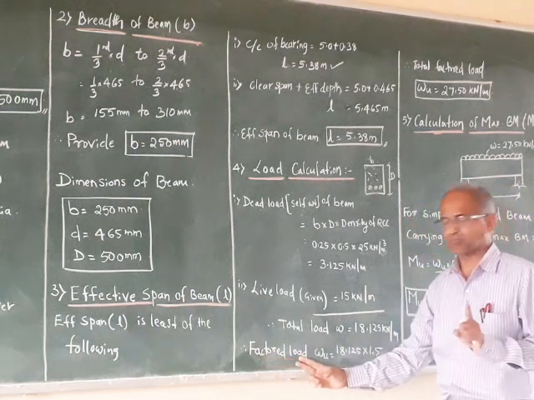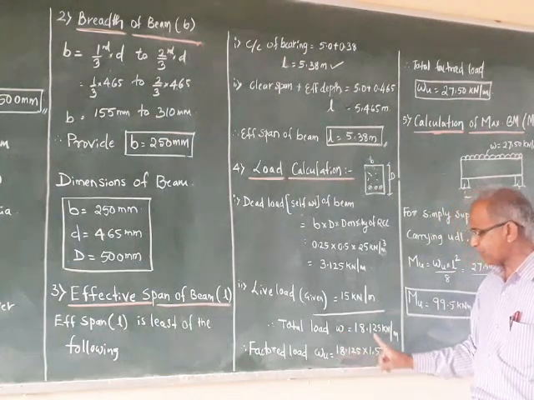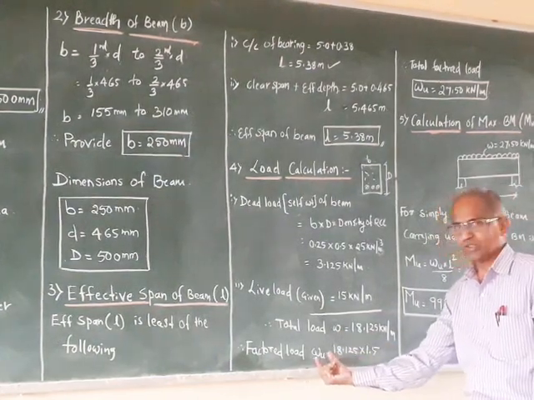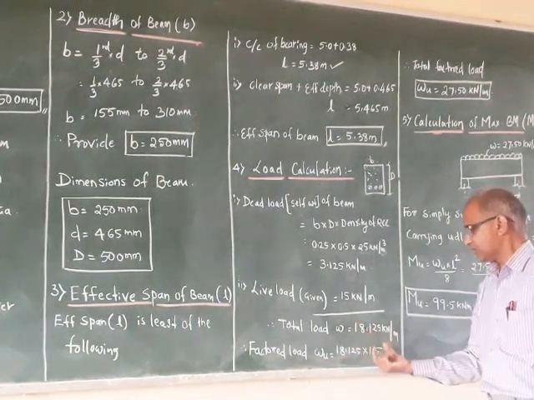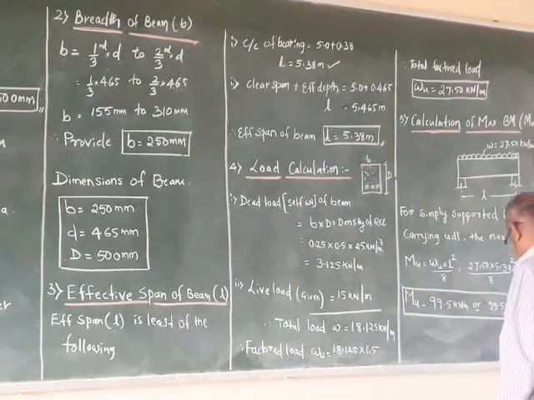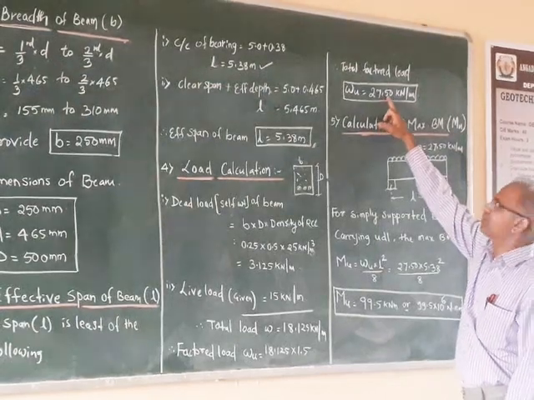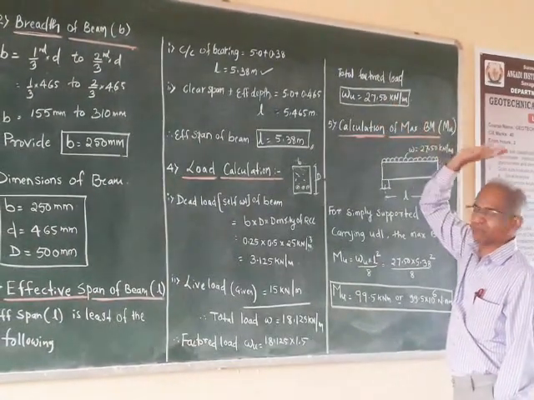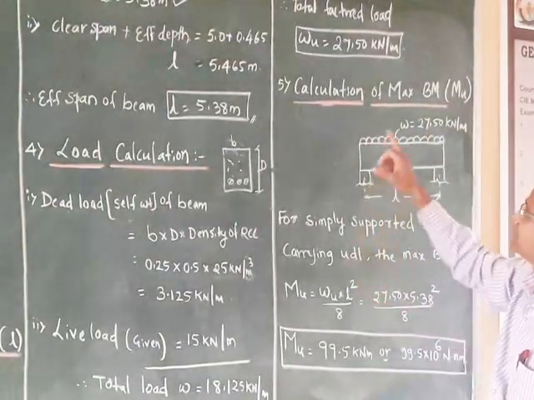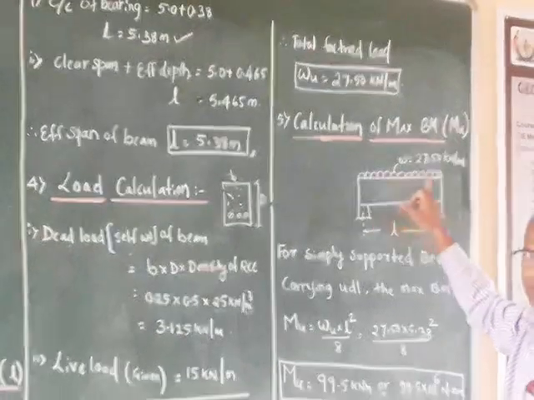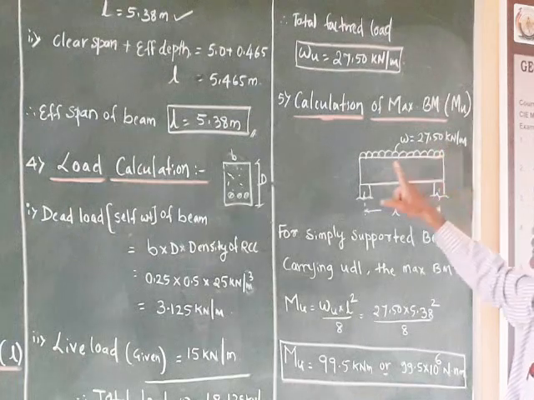Therefore the factored load, that is WU now. If you know the W, multiply by the 1.5 factor, so you will get WU. So WU is equal to 1.5 into this load. This comes out as total factored load WU equal to 27.50 kilonewton per meter. It is in the form of UDL. I have shown it here over the entire span of the beam. So this total load W is 27.50 kilonewton per meter.